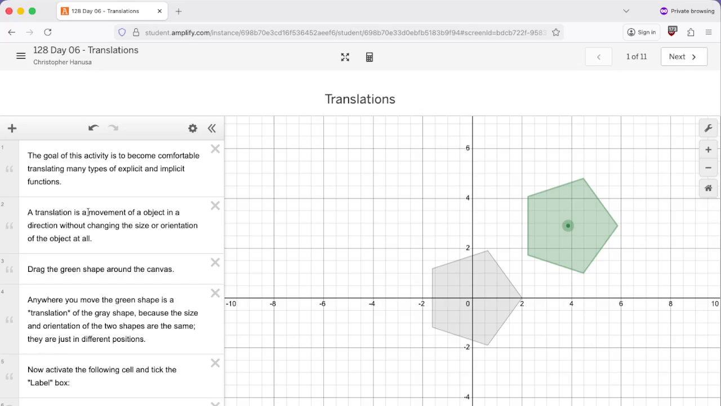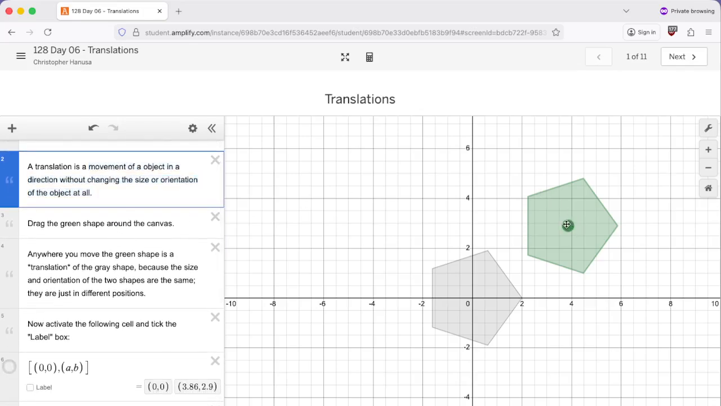So a translation is a movement of an object in a direction without changing the size or the orientation of the object. So as we move this green thing around, you can see it's exactly the same shape as the gray object, but it's just in a different location.